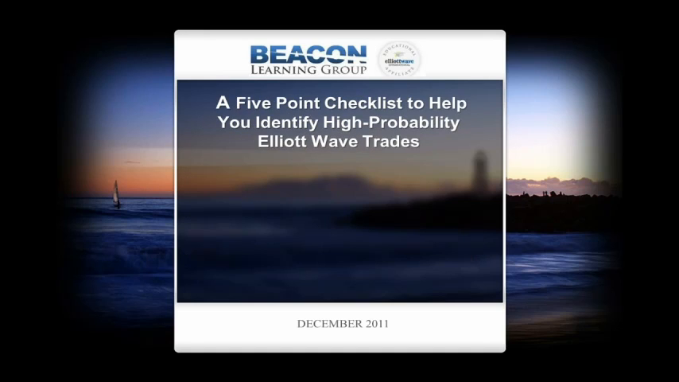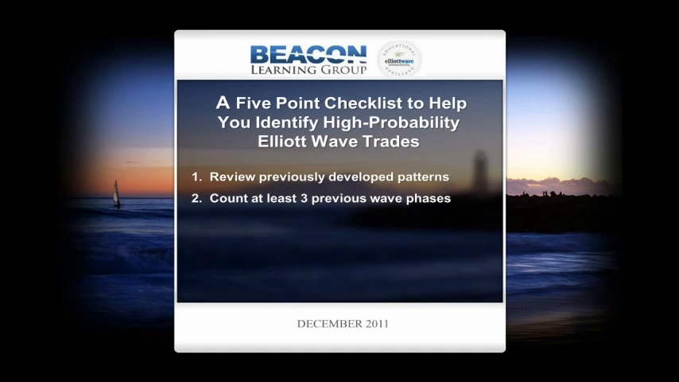A 5-point checklist helps you identify high probability trades in the Elliott wave system. Review previously developed patterns, just as we've been talking about. Count at least previous wave phases prior to the wave that you're going to be trading. Validate wave counts by looking to lower time frames. Use the rules and guidelines that are found in the textbook. Understand the rules and guidelines, because as you use these rules and guidelines, you're able to support your identification of the waves.